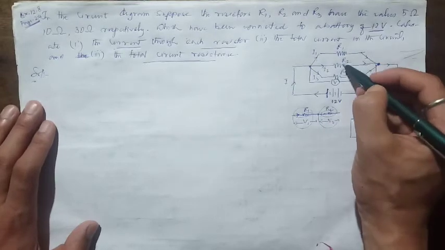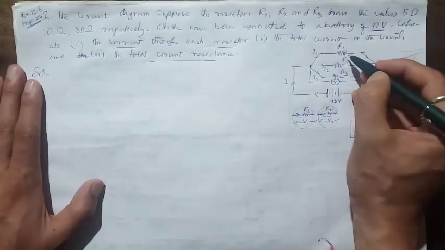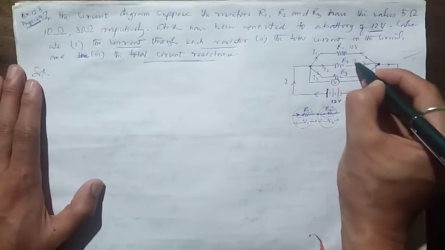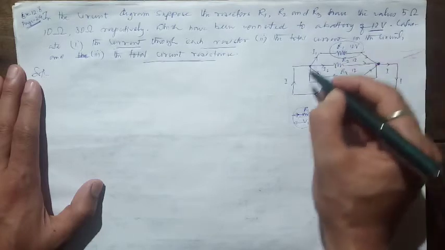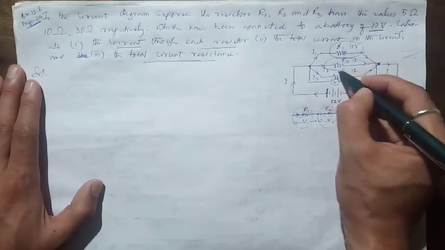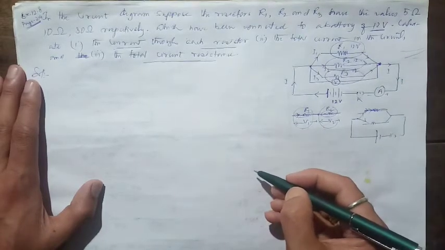So the potential difference developed across these resistors will be the same, and that will be equal to 12 volt. That's the battery's voltage: 12 volt, 12 volt and 12 volt. So the potential difference across this resistor is 12 volt, across this resistor is 12 volt, and across this resistor is 12 volt.